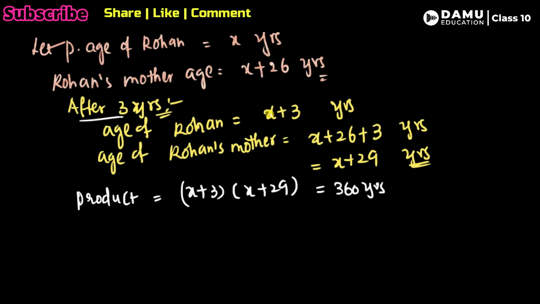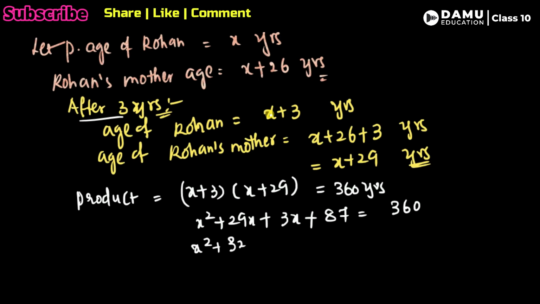So let's multiply x into x, that is x square, plus 29 into x, 29x, plus 3 into x, 3x, and 3 into 29. 3 into 29 we will get as 87. So 87 will be equal to 360. So let's add x square plus 29x plus 3x, so that is 32x plus 87 minus 360 will be equal to 0.